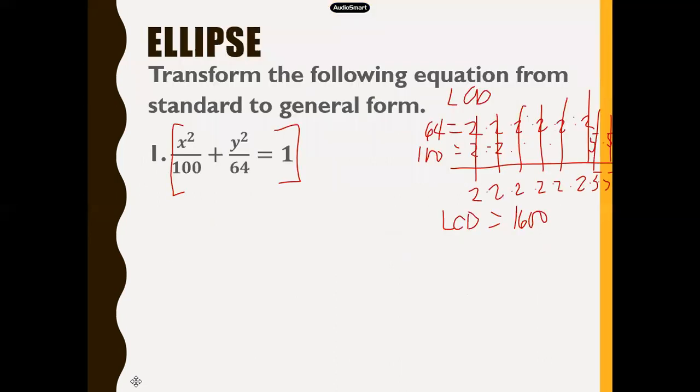Okay. So this time, kunin natin ang LCD ng 64 and 100. So ano yung factors ng 64? So you also have 2 times 2 times 2 times 2 times 2 times 2. So that's the factors of 64. And how about naman si 100? So ang factors ng 100 ay 2 times 2, 5 times 5. So kunin natin ang LCD which is all of the terms or all of the factors. So multiply natin. So you will get 1,600 lahat.